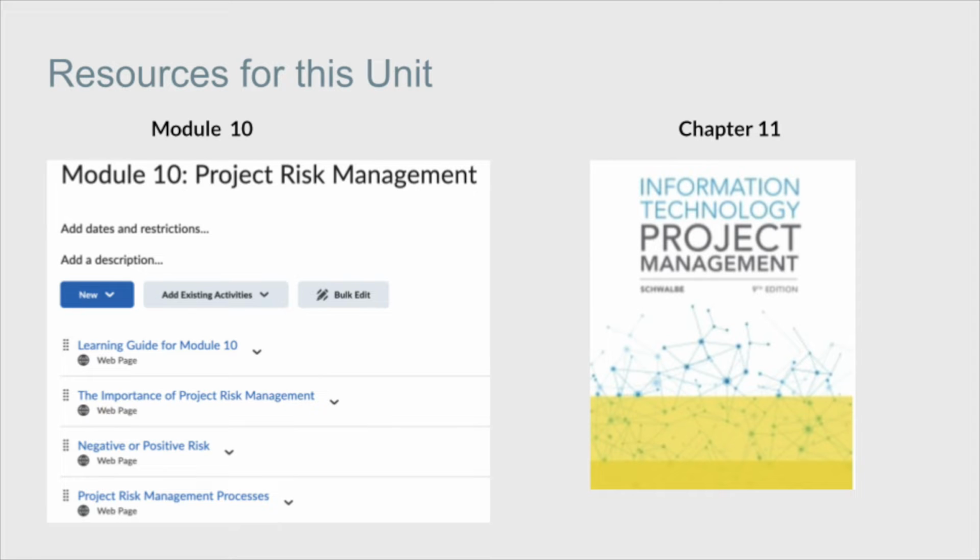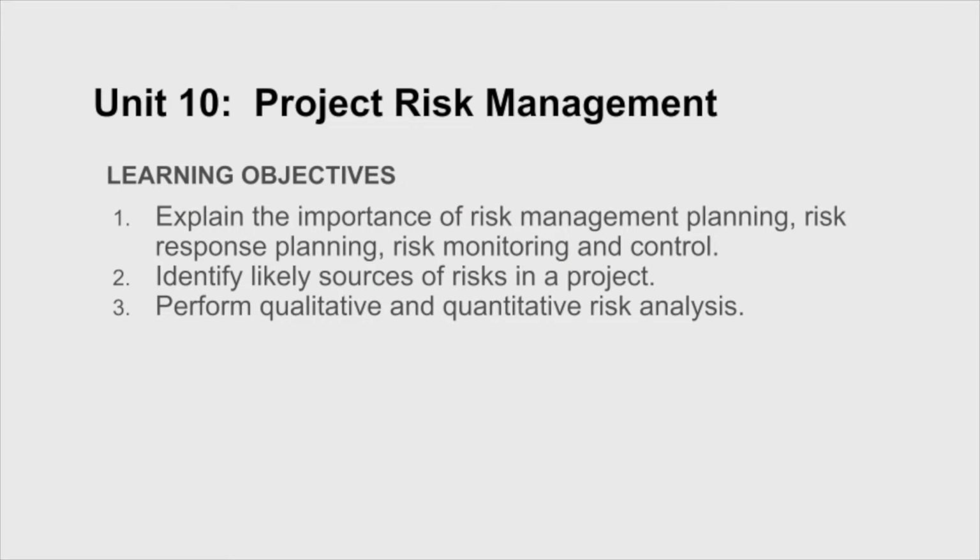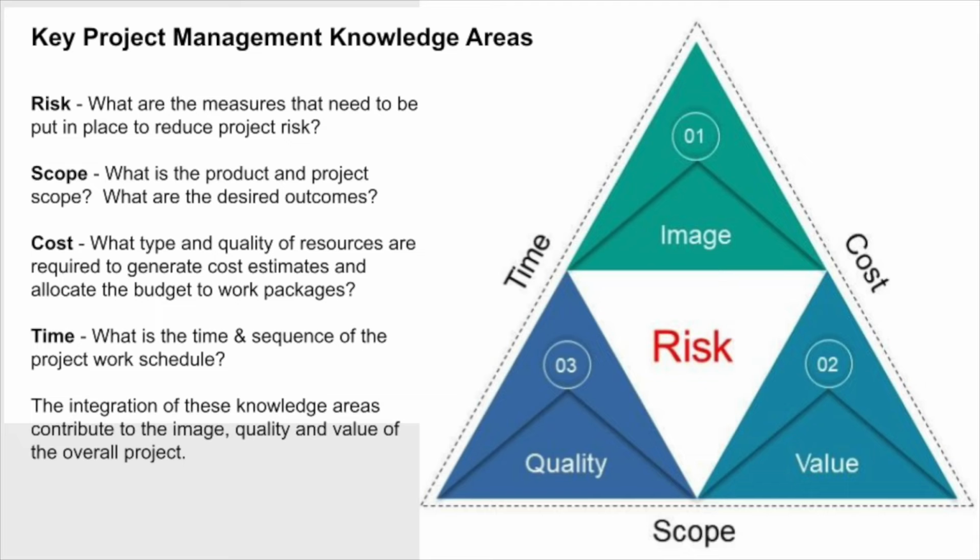This module is found in Module 10 of the course, Project Risk Management, and you'll also find material in Chapter 11 of the textbook, Information Technology and Project Management. In this particular module, we'll be explaining the importance of risk management planning, risk response planning, and risk monitoring control, and we'll be identifying the likely sources of risk in a project, and we'll perform a qualitative and quantitative risk analysis.